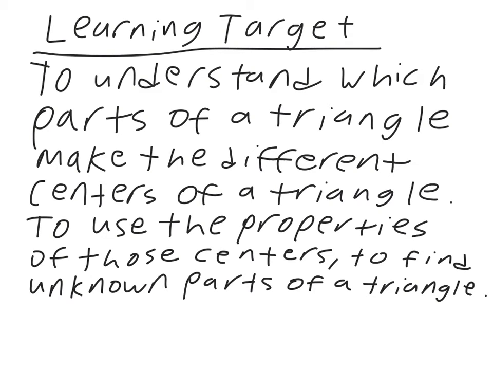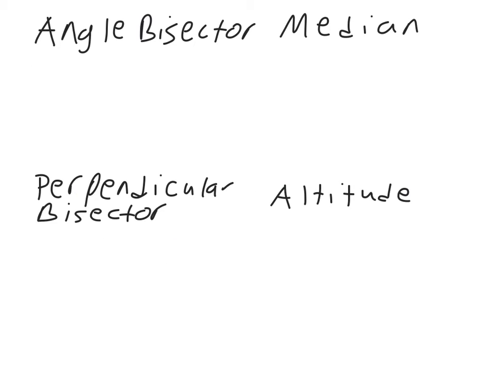Alright, the learning target for today is to understand which parts of a triangle make the different centers of a triangle, and to use the properties of those centers to find unknown parts of a triangle. To start off, the four parts of a triangle we're going to talk about today are the angle bisector, the median, the perpendicular bisector, and the altitude. We've talked about these a few times during class, and now we're really going to get real definitions of them.